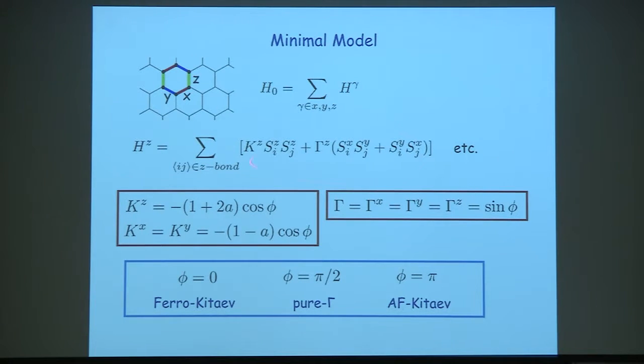So we decided to look at this model. By introducing this cosine phi and sine phi, by changing phi, I can change the Hamiltonian. If phi is 0, then I'm at the ferromagnetic K-type point. If phi is pi, then I have anti-ferromagnetic K-type. If phi is pi by 2, then I have a pure gamma model without any K-type interaction. And for reasons that I will explain, we decided to introduce some anisotropy in the K-type interaction. So the x and y are the same, but the z bond is slightly different. So A is an anisotropy parameter.